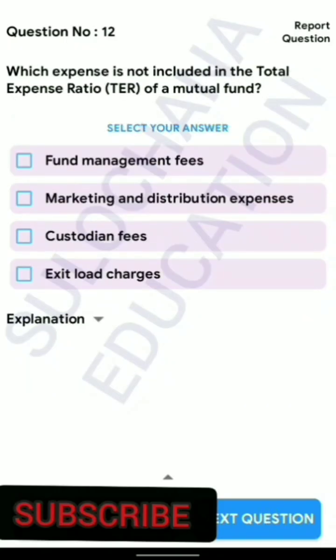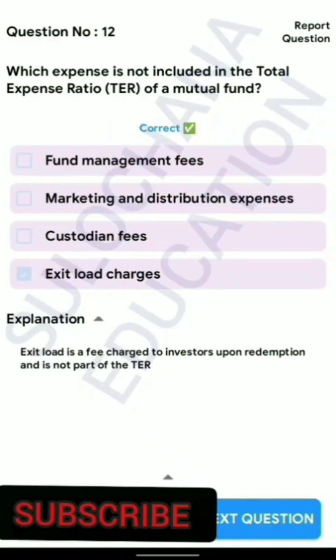Which expense is not included in the total expense ratio of a mutual fund? Options are A, fund management fees, B, marketing and distribution expenses, C, custodian fees, D, existing load charges. And correct answer is D, existing load charges.